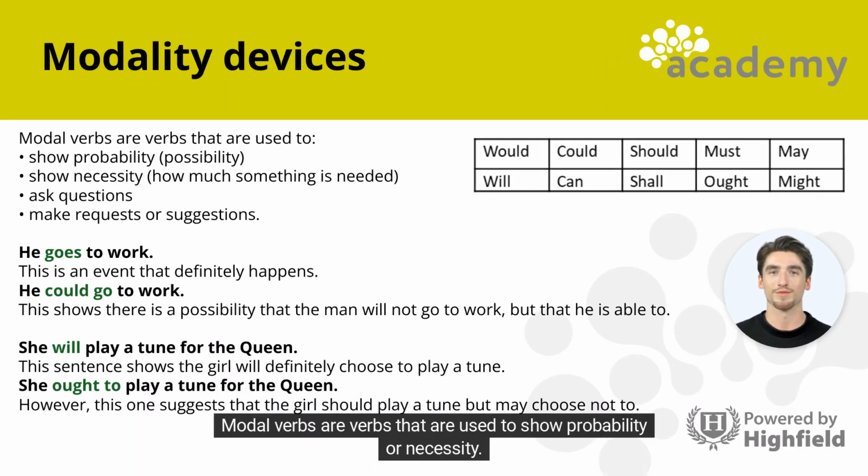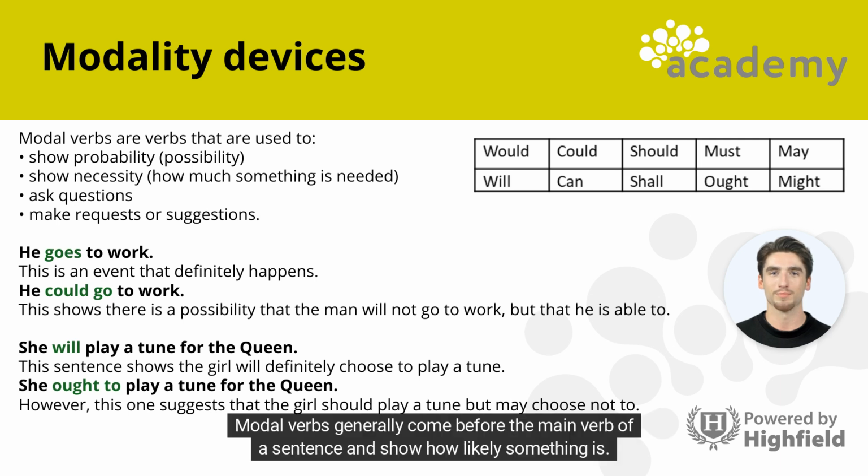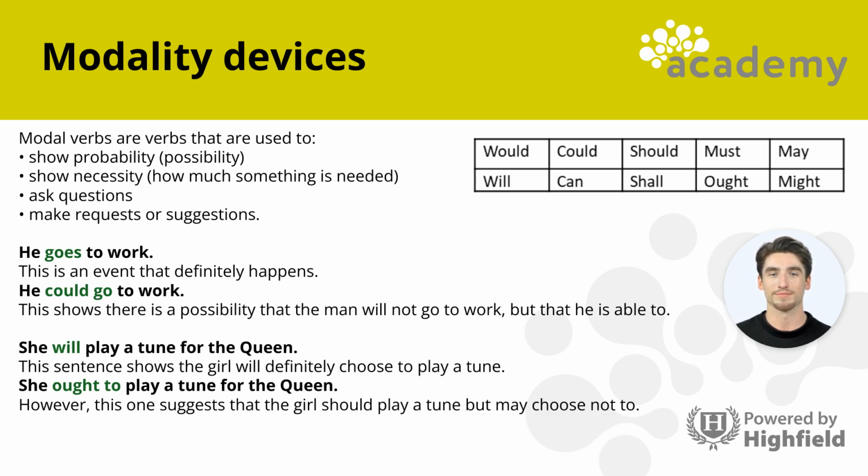Modal verbs are verbs that are used to show probability or necessity. They show how likely or desirable it is for something to happen. They can also be used to ask questions and make requests or suggestions. Modal verbs generally come before the main verb of a sentence and show how likely something is. Here is a table of modal verbs.